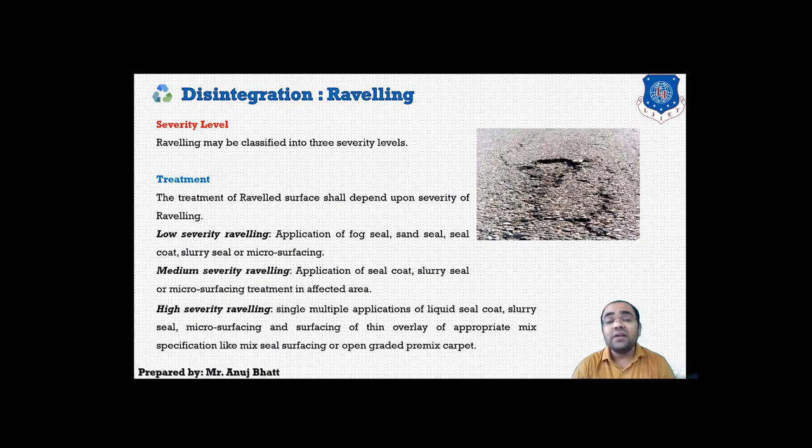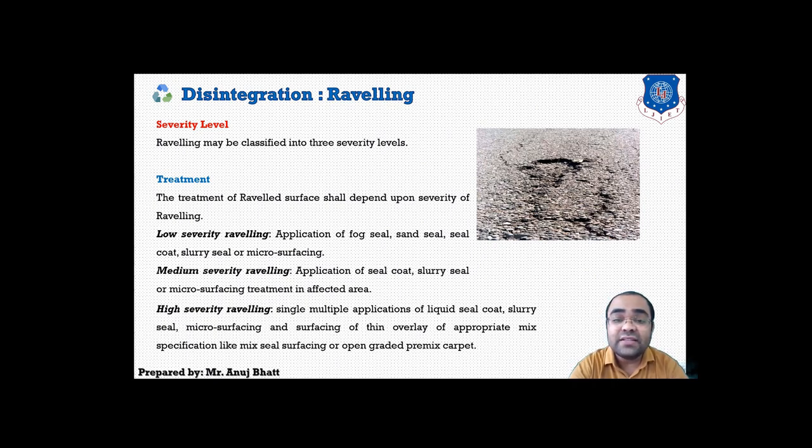Medium is when the loose particle exists with some loss, having binder wearing out to a rough surface, and high severity is when the surface is too rough with loss of aggregates. Well, the treatment also depends on the severity level.